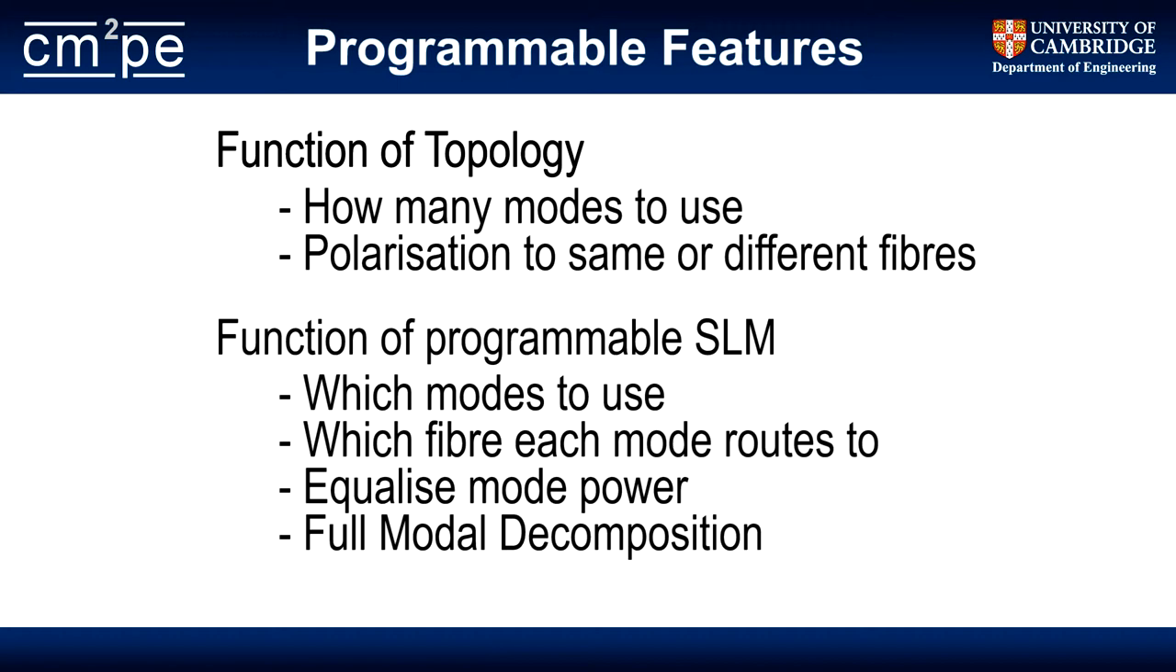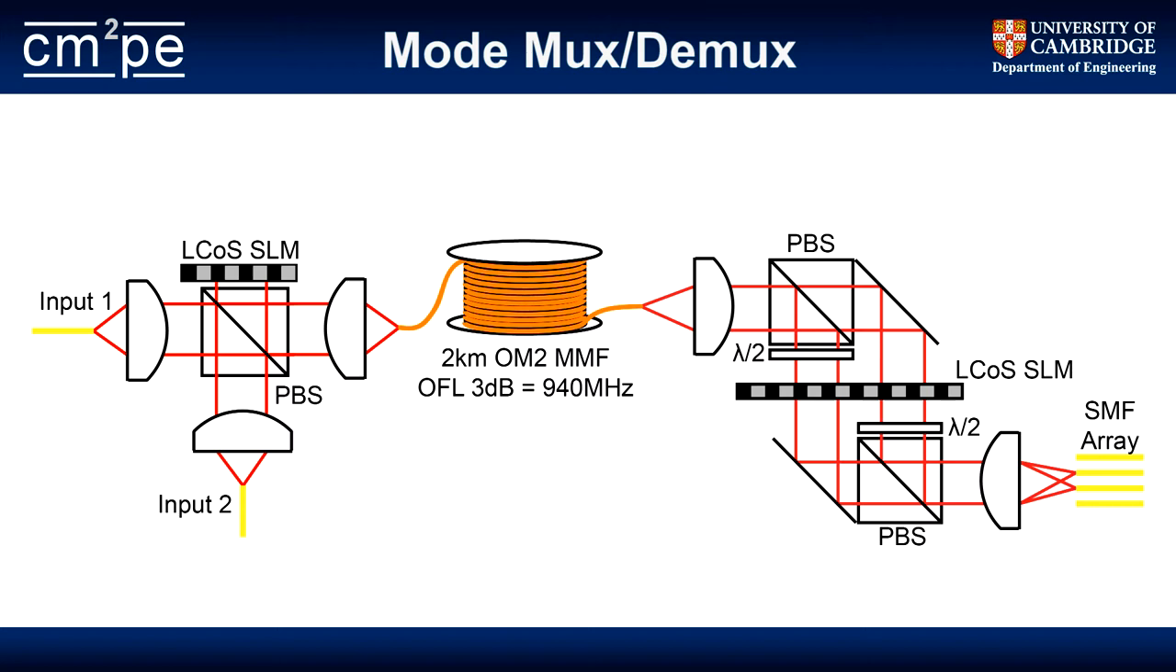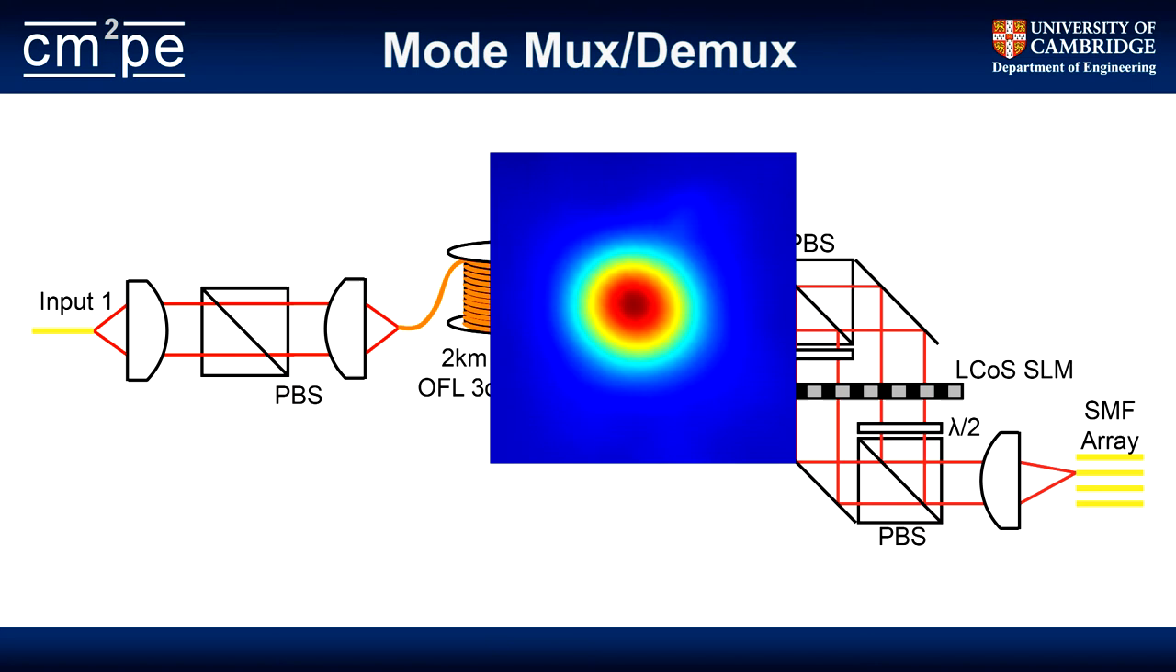So finally, I'm going to perform some MDM. The transmitter is the same as the previous talk. The receiver is the new system I've just outlined. Channel 1 is a lens-launched fundamental mode. If you launch that, you might see this arriving at the receiver, and that'll be routed to the appropriate output fiber. The second channel is an SLM-based launch.